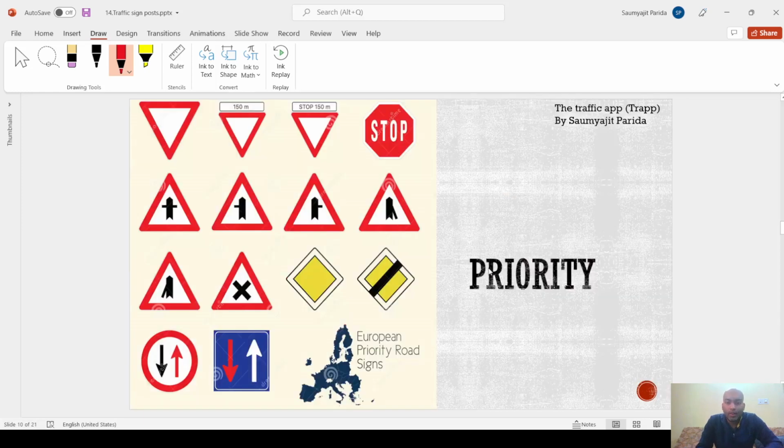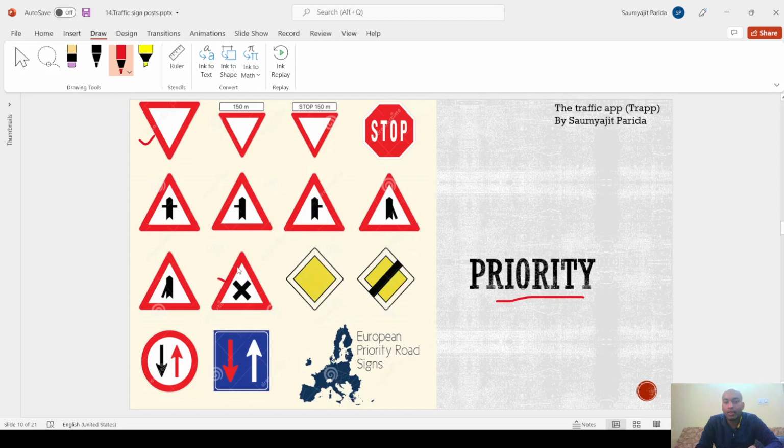Okay, priority. This one we already discussed earlier, but here this is the road symbol to give way. This is to indicate that I am driving on the priority road, and these small ones are the non-priority road, so I do not have to give priority. It means if someone is approaching from the right, then I don't have to give priority.